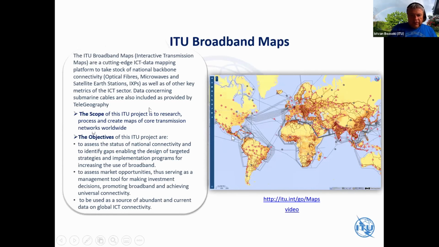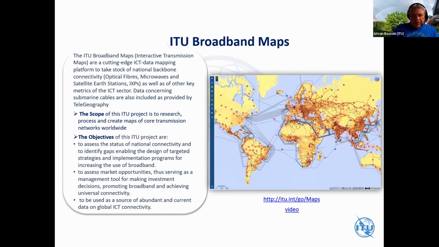And we are working with the colleagues also from the region, especially for the Caribbean region, to improve the quality of the map and go more objective. The scope of this project is to research, process, and create maps of core transmission networks worldwide. And we want to assess the status of national connectivity and identify the gaps, assess market opportunities.